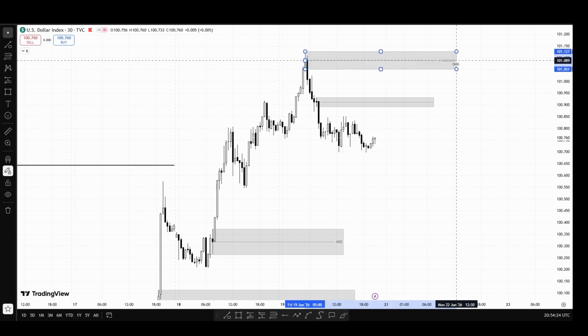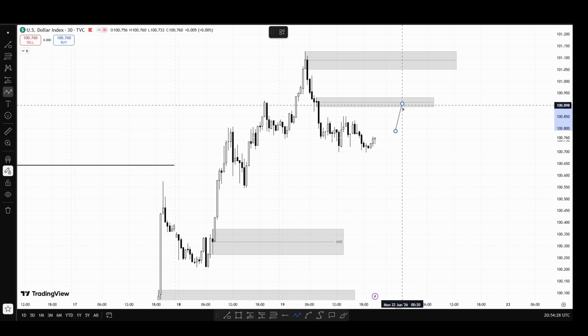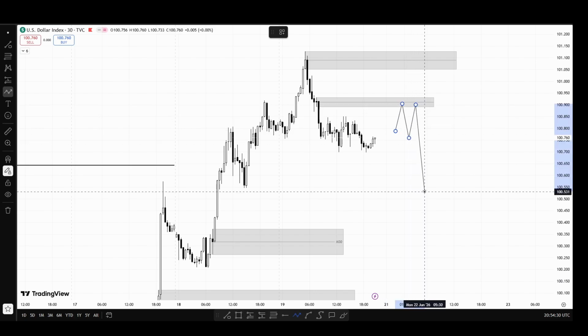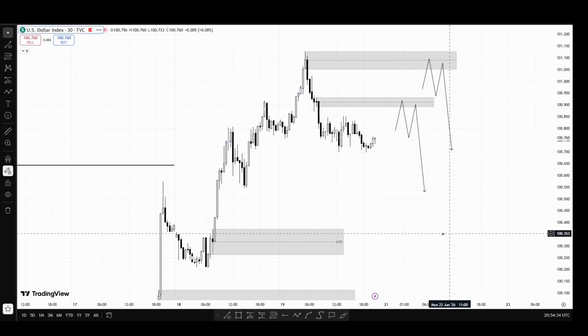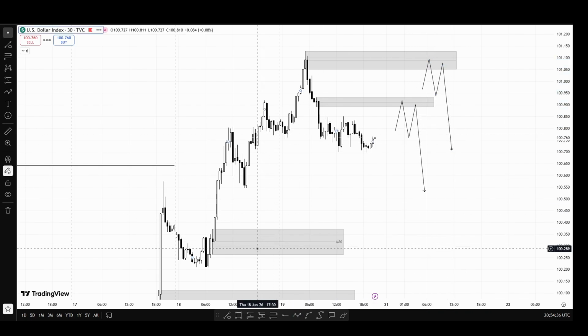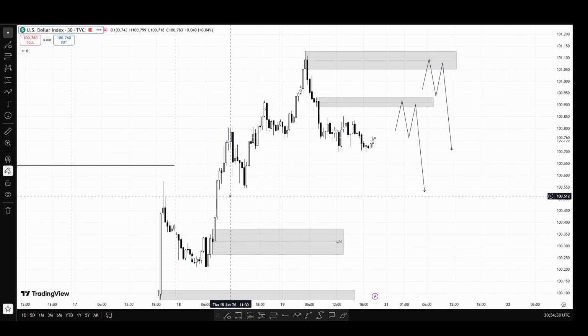and then we sell to the downside. Okay, so something like this to sell to the downside. All right, so that's my narrative for dollar index on the upcoming week.